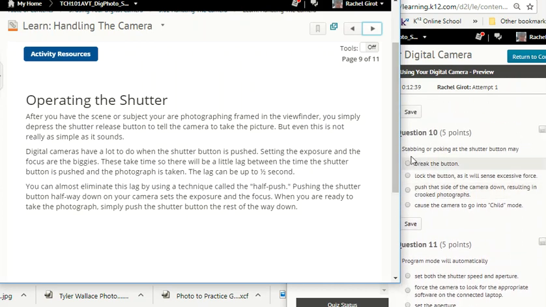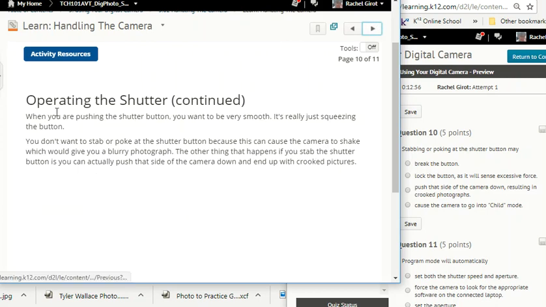Okay, question 10. Stabbing or poking at the shutter button may break the button, lock the button, push that side of the camera down, resulting in crooked photographs, or cause the camera to go into child mode. When you're pushing the shutter button, you want to be very smooth. It's really just squeezing the button.